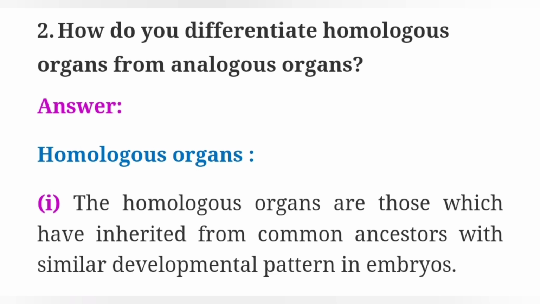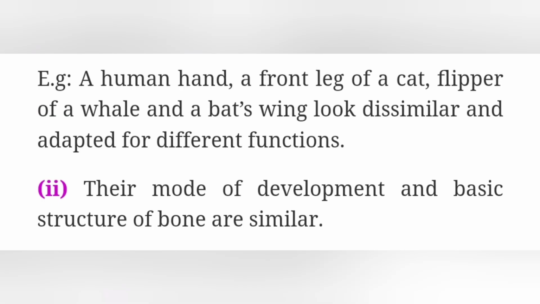Answer, first, homologous organs. The first point, the homologous organs are those which have been inherited from common ancestors with similar developmental pattern in embryos. Example, a human hand, a front leg of a cat, flipper of a whale and a bat wing look dissimilar and adapted for different functions. Then second point, their mode of development and basic structure of bone are similar.